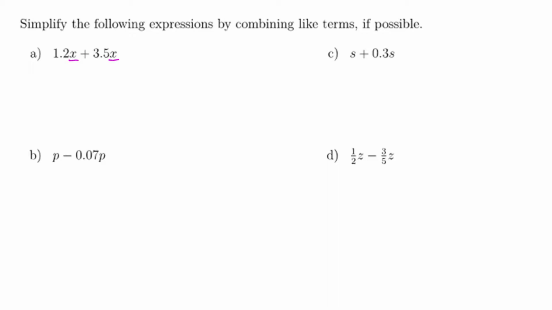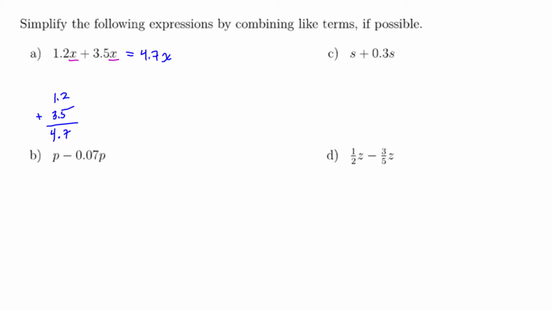So we have 1.2x plus 3.5x. So the addition we need to do is to add 1.2 and 3.5. And I'll add those decimal numbers. I'm going to add them vertically just to make sure I keep things lined up correctly. So I'll add 2 and 5, I'll add 1 and 3 to get 4, and so I'll get 4.7. So I know now that when I add 1.2x and 3.5x, I get 4.7x when I combine those like terms.